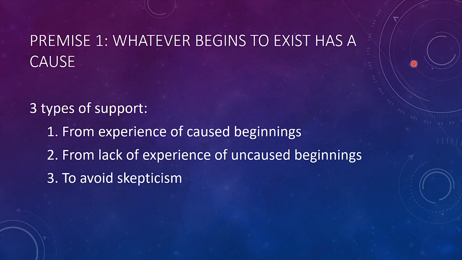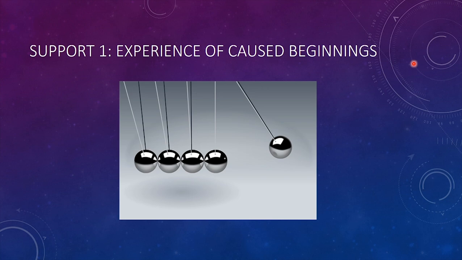So let's have a closer look at each of these supports. The first support was that we experience caused beginnings. We seem to experience some kind of order or regularity in the world. And one way of explaining this order that we experience is in terms of a causal principle, that things that begin have some kind of a cause.